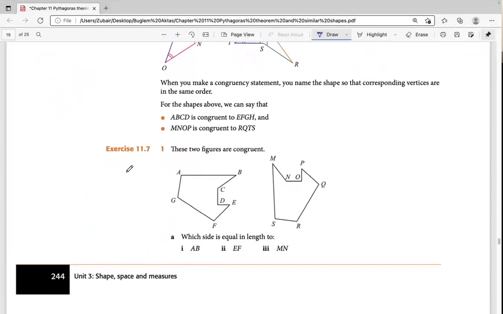Exercise 11.7. These two figures are congruent. It is already given, so we are not thinking about that. They are congruent, so it has to be equal in all manners. Now, which side is equal to AB? MS, correct. Which side is similar to EF? PQ. And MN? BC, correct.